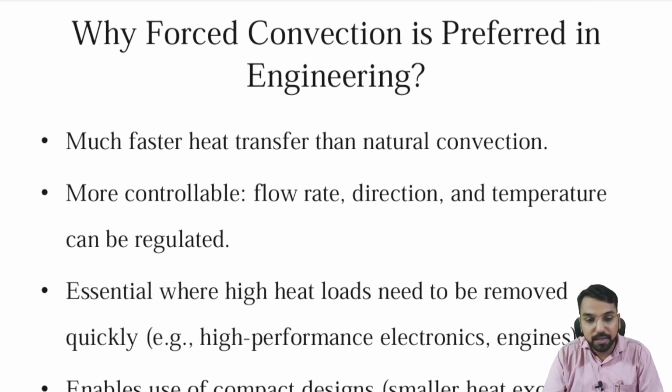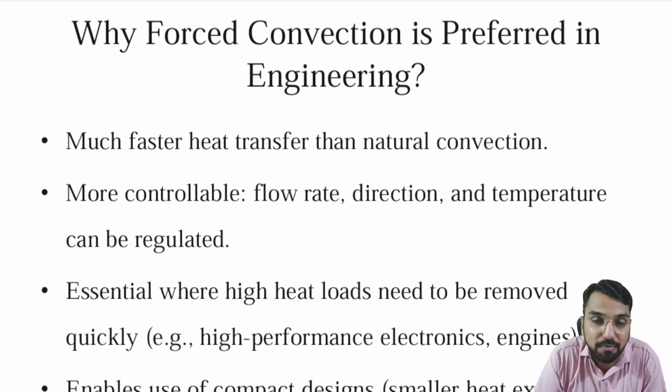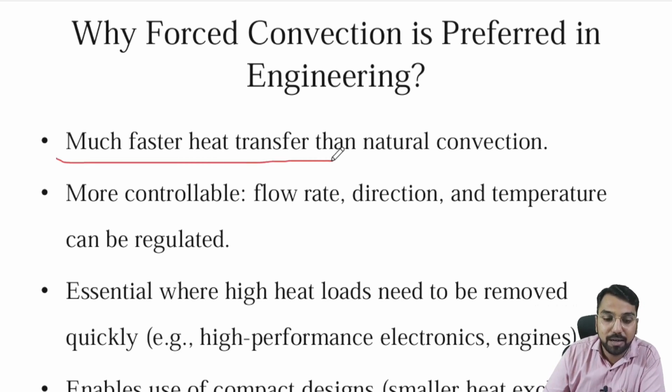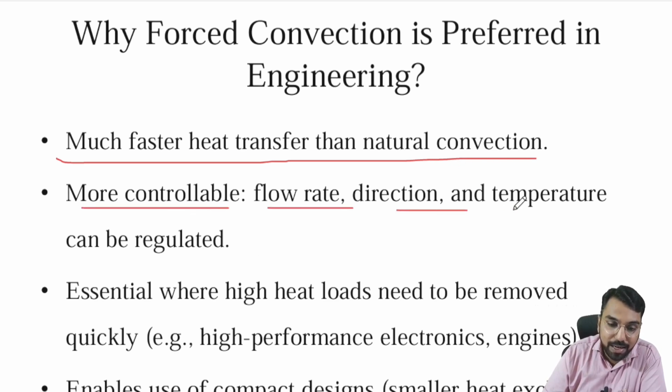So why is forced convection heat transfer preferred in engineering? Why do we not prefer natural convection? The basic thing is that we don't have control of the flow of fluid in natural convection, and in forced convection we have control over the fluid motion. So we get much faster heat transfer than natural convection, obviously because we have control of fluid motion. Moreover, it is controllable: the flow rate, direction and temperature can be regulated by external devices.